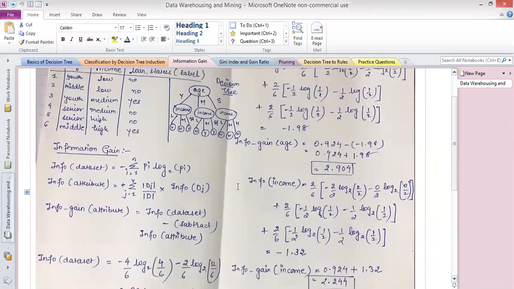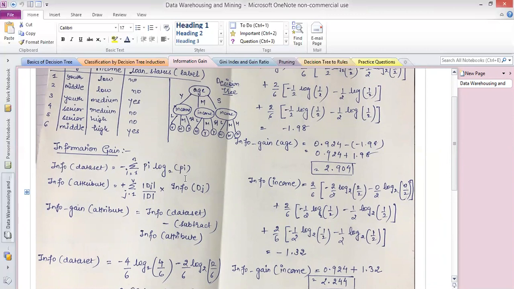These are the formulas used for calculating the information gain. Now in information gain, there are total 3 formulas. The first formula, as you can see, is information of the data set, that is equal to negative summation of i equals 1 to n p_i log p_i to the base 2. Now what does this mean? I'll go one by one.